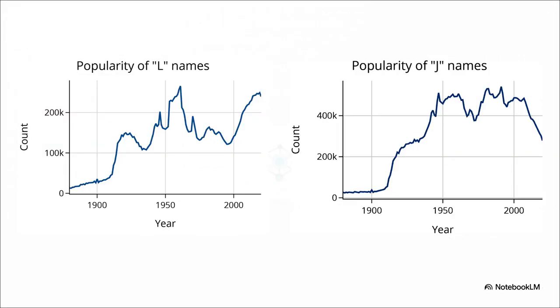So now that we have our new firsts column, we can do our group and aggregate trick all over again. And the results are, once again, exactly what the article claimed. On the left, you can see the popularity of L names just surging right after the year 2000, and on the right, you can see J names hitting their absolute peak in the 70s and 80s before starting a long, slow decline. Our data investigation was a complete success.